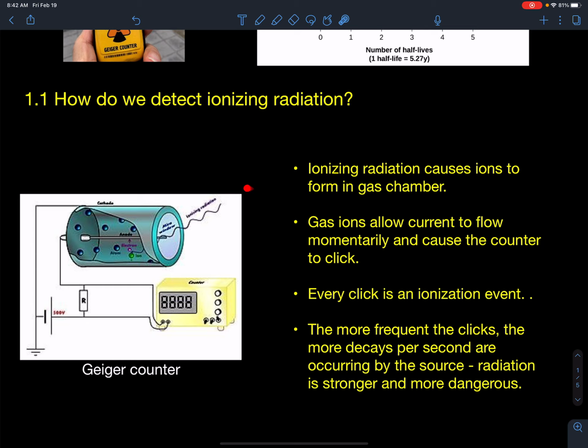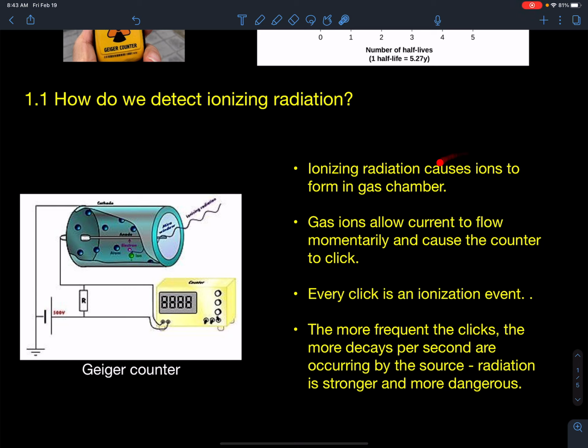Okay, so every time a piece of ionizing radiation, like an alpha particle, comes in, you're going to hear a click on that Geiger counter. It's going to register a number. Okay, so it's able to count every time an ion is formed in that gas chamber by an ionizing reaction. All right, so every click represents an ionizing event, and you can go backwards and say every click represents an atom undergoing a decay. So the more clicks per second, the more atoms are undergoing radioactive decay.